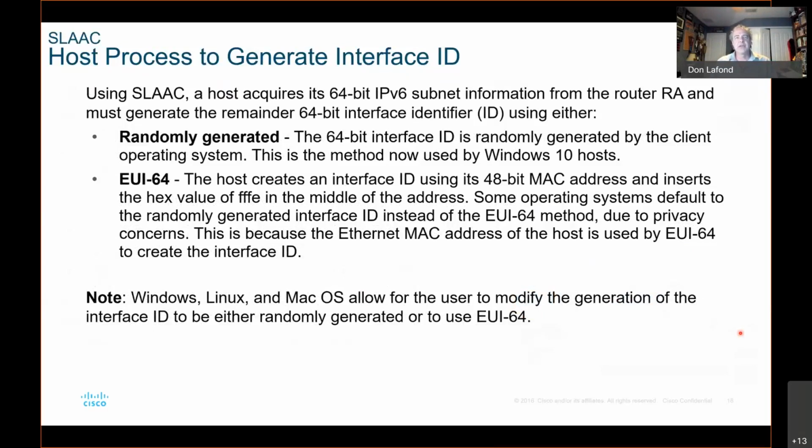Now, it does this in one of two methods. Today, Windows, Linux, and Mac OSs all use the random generation method to create their addresses. With the EUI-64 method, the host creates an interface ID using its 48-bit MAC address and inserts the hex value FFFE in the middle of the address.